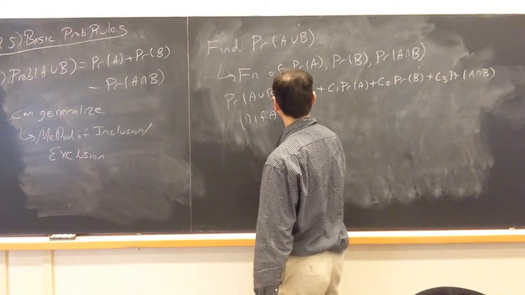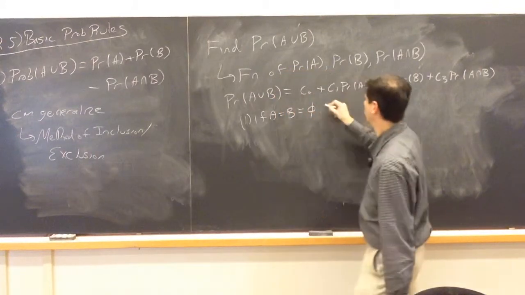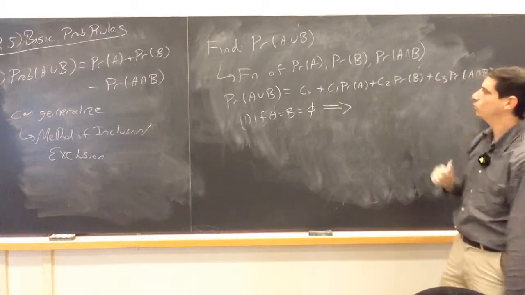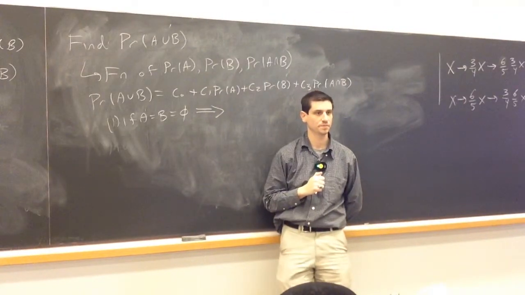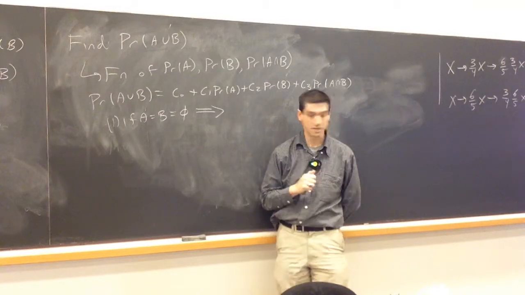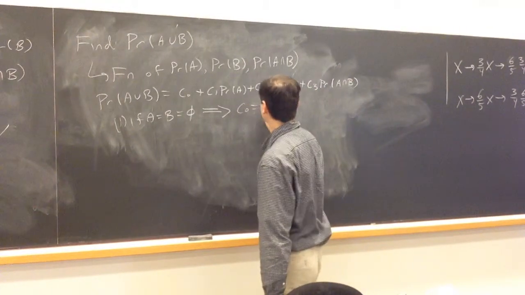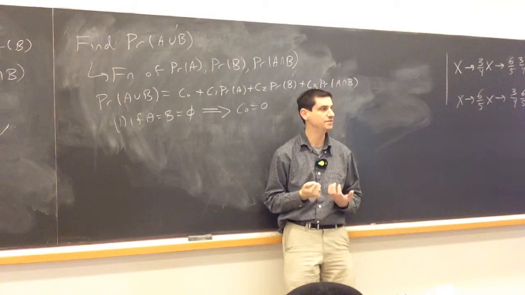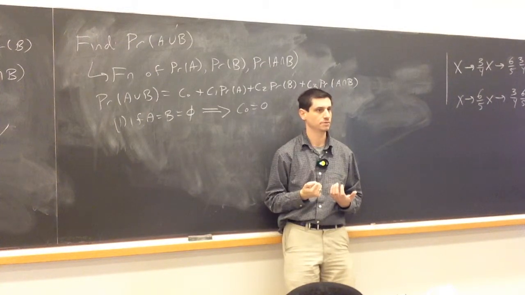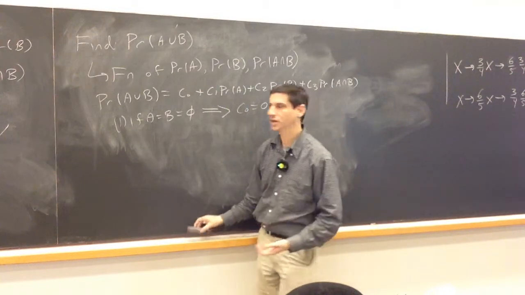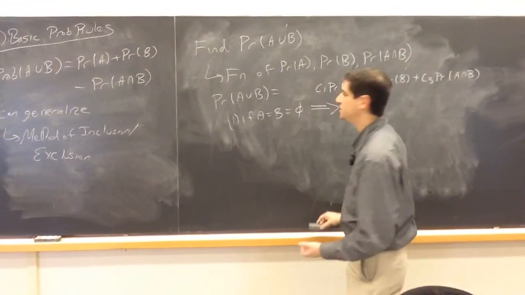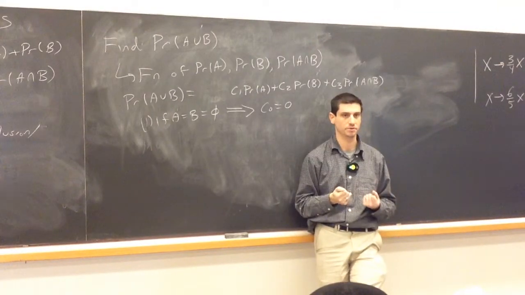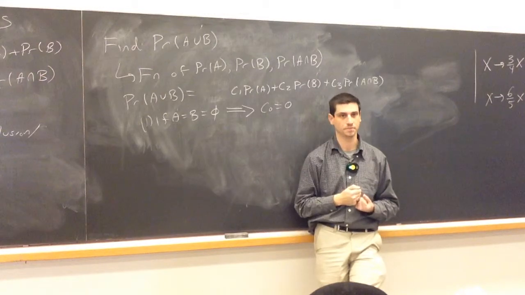So if A equals B equals the empty set, what does that tell us? This is zero, this is zero, this is zero, this is zero. What can we deduce? C naught is zero. If there's going to be any formula like this, the only way it can hold is if C naught is zero. So there can't be a constant term like this. That's enormous progress. Now again, that doesn't prove a formula like this is right, but this is allowing us to narrow the shape from a really good choice.